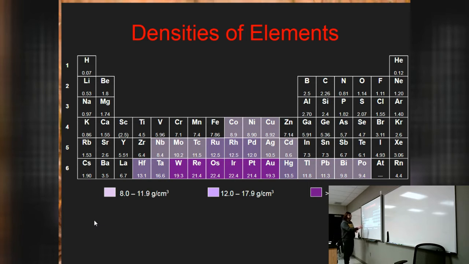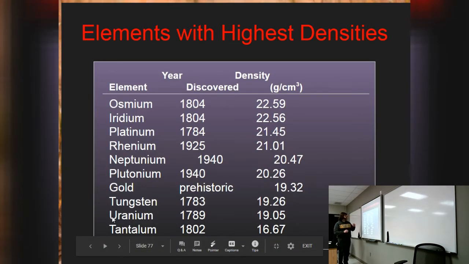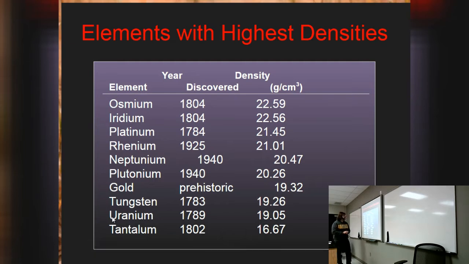It looks like osmium and iridium have the highest densities. I think they're slightly different. Osmium is just 300ths higher in grams per cubic centimeter. So these are very high densities, and osmium is our highest density element.